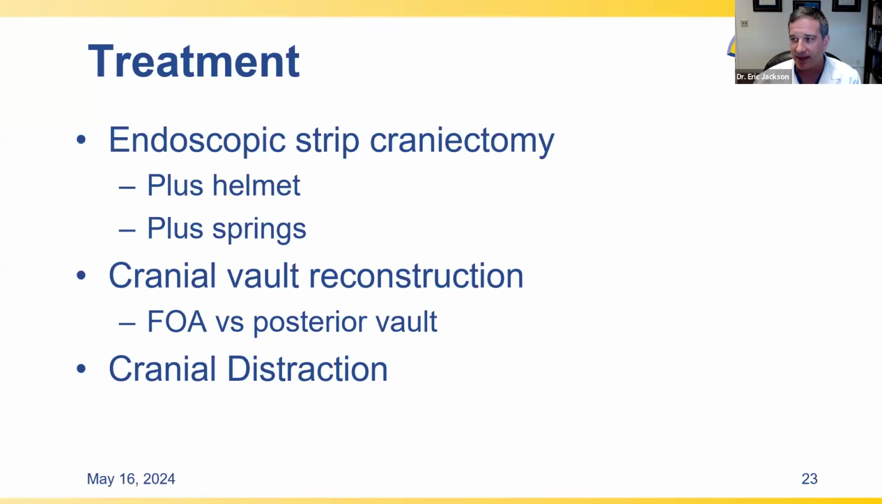In terms of treatment, there are obviously different options. The endoscopic strip craniectomy, and one misconception is we don't typically do the surgery through the endoscope. We use the endoscope to help with visualization. Now, with the strip craniectomy, you need something to help reshape the head. And you can do that with a helmet, or you can do it with springs.